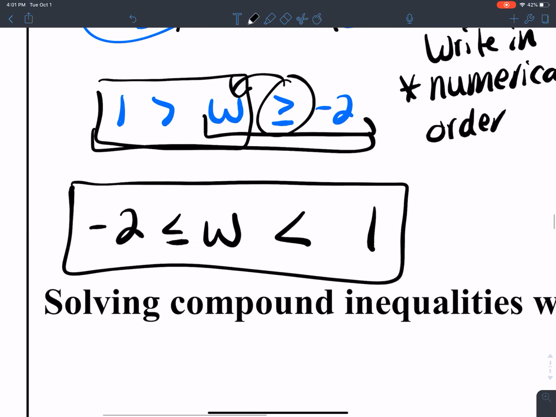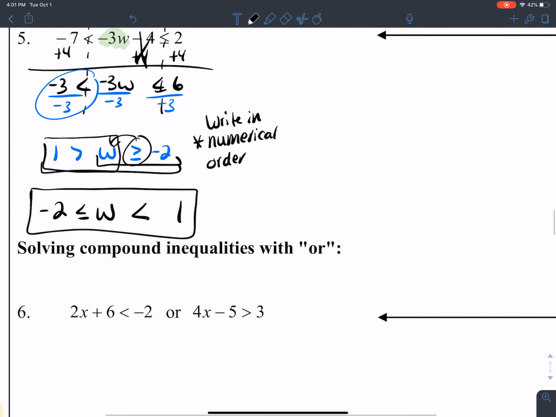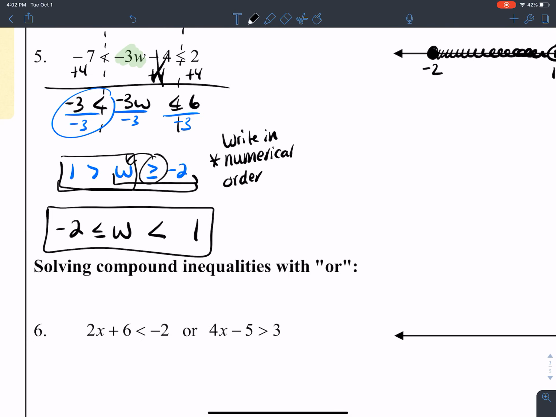So we can see that our final answer here follows the rules of ands. It's written as 1 single inequality with the variable in the middle in numerical order. So on our graph, we can clearly see that the numbers that we want to shade are going to be between -2 and 1. So a closed circle at -2 because of the equal, open circle at 1, and those are the numbers that fit in between them.